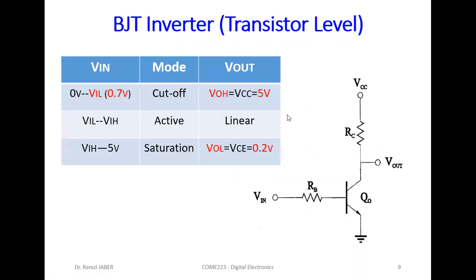Now go to the inverter at transistor level. Here in BJT, we cannot put the input directly to the base or directly to the collector, C, B, E. We cannot put 5 volt directly to the transistor. The transistor will burn out. The transistor burns out if we put 5 volt directly on it.